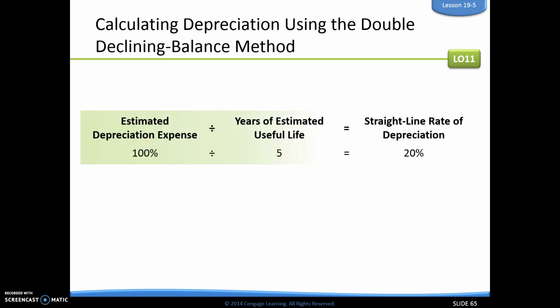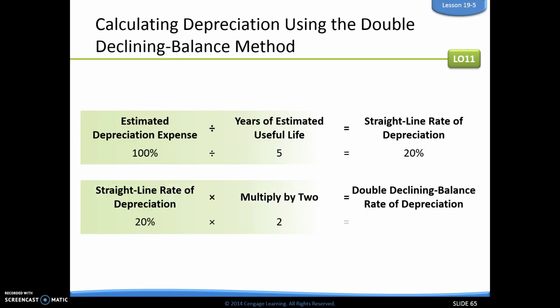So looking at this, if we assume that our estimated depreciation expense is 100%, right? We take that divided by our number of useful life years. For this example, it happens to be 5, which means that our straight line rate of depreciation is actually 20%. So then what we do is we take our straight line depreciation rate of 20% and multiply that by 2, and that's how we get that double declining balance rate. So now we're up to 40%, okay?